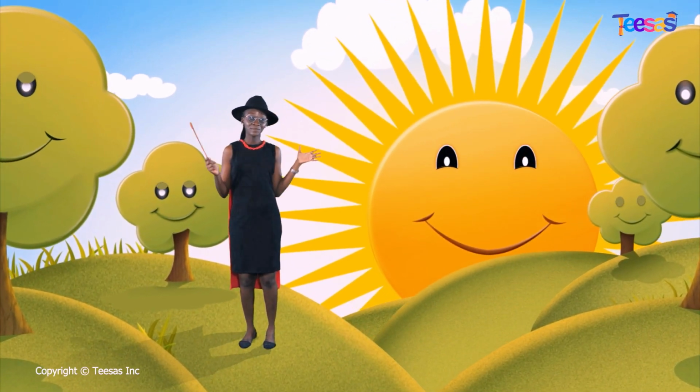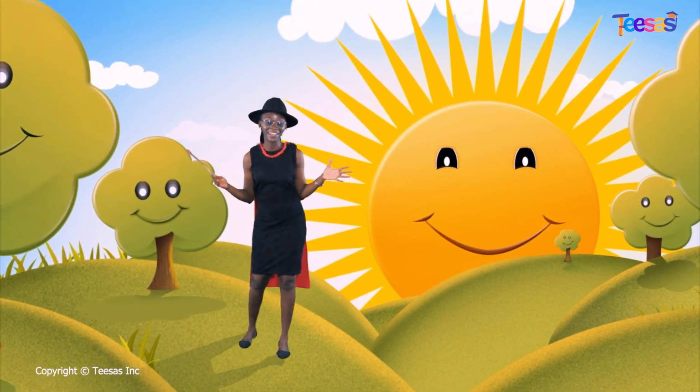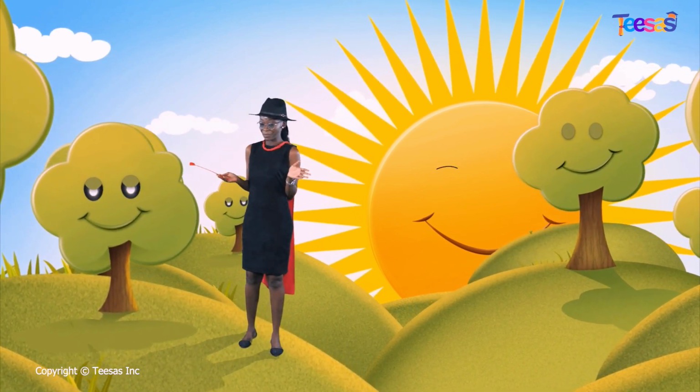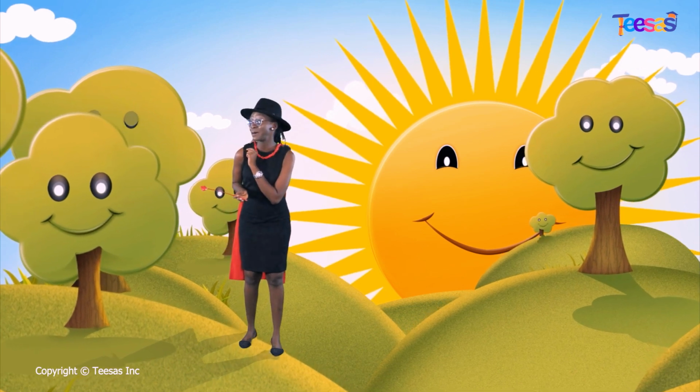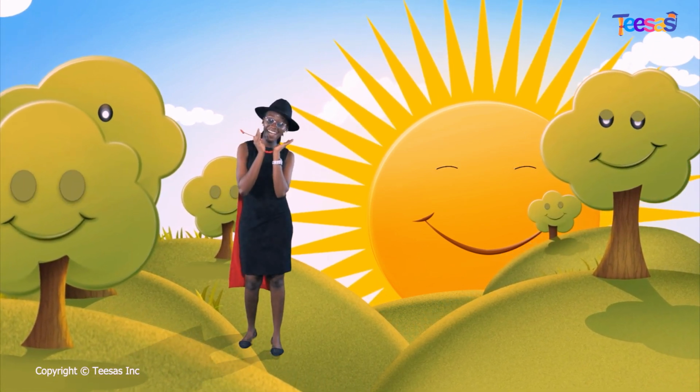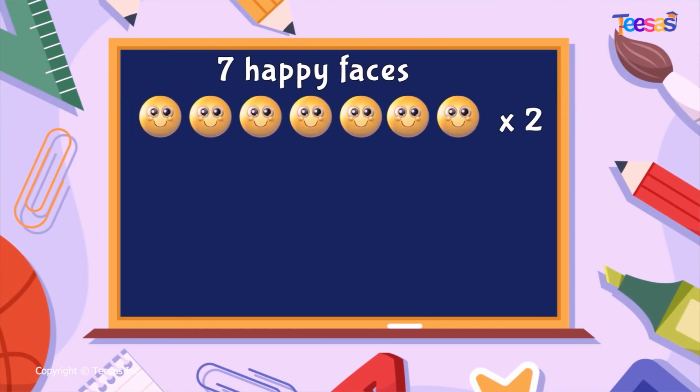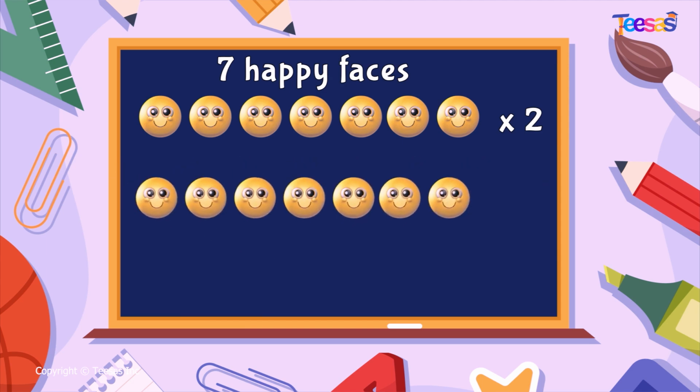Now, let's multiply 7 happy faces by 2. Cute happy faces. Can I see your happy face? Here's mine. Let's multiply by 2. Multiplying 7 happy faces by 2 means adding 2 sets of 7 happy faces, which will give us 2 sets of 7 happy faces.